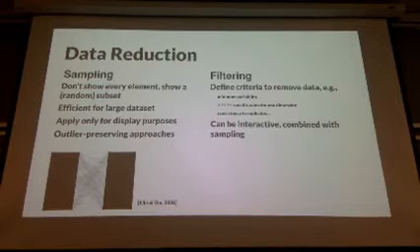Filtering is really about defining criteria to remove data, for example, based on a minimum variability, which is kind of an interesting filter, or the more basic ones are bigger or smaller than a specific value for one dimension, or you could also do things like consistency and replicates. This can be interactive and combined with sampling.